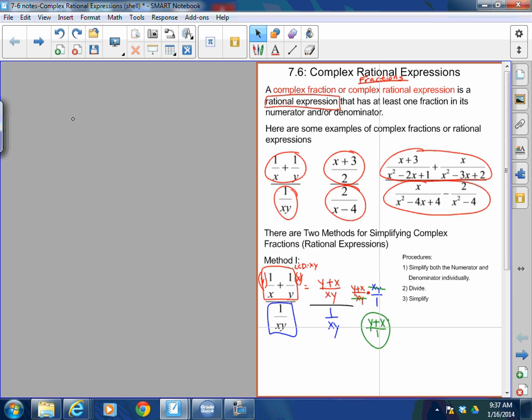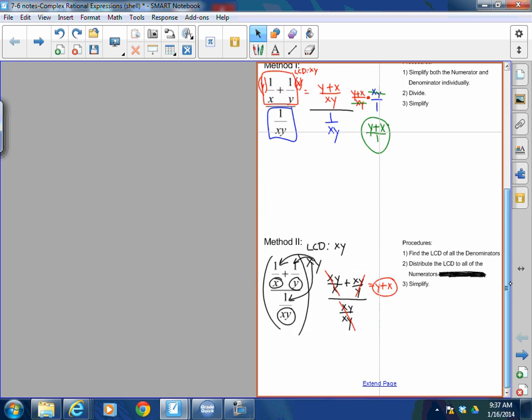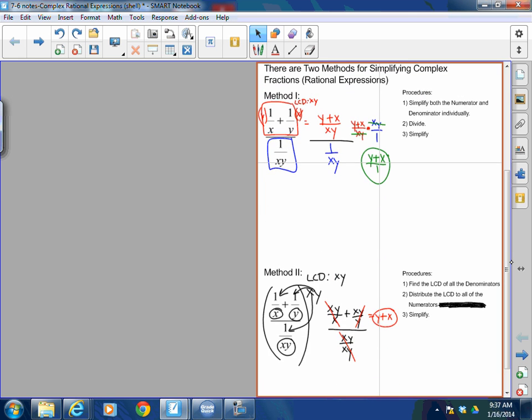I particularly like method 1. Method 2 is nice when it's nice and easy like this, but when you have to start factoring, and you have maybe three factors for the LCD, it gets tougher.